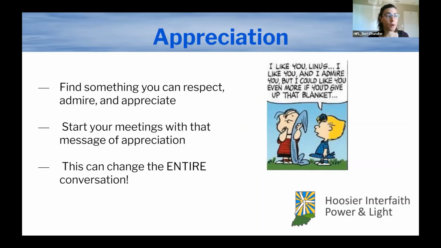And again, we talked about appreciation. Find something you can respect, admire, and appreciate about them. This could be anything from, I really appreciated how you gave a presentation to youth in my district, to, I really appreciate that bill that you supported. Try to find something really genuine and authentic to start your meeting with.